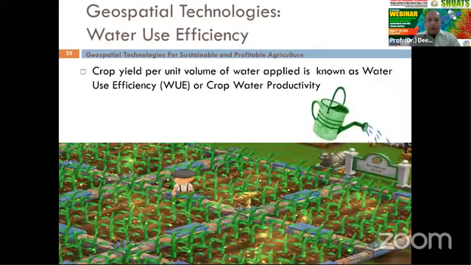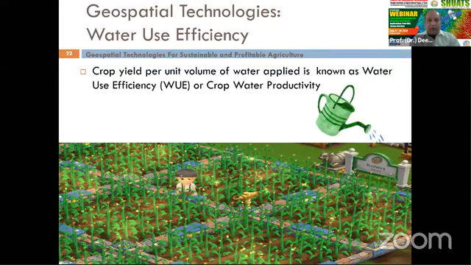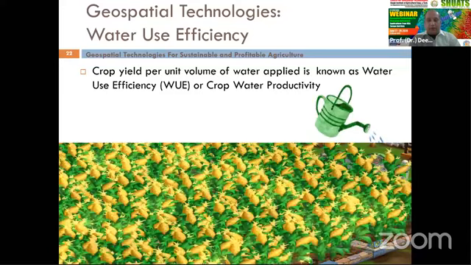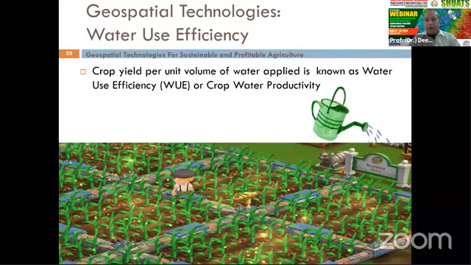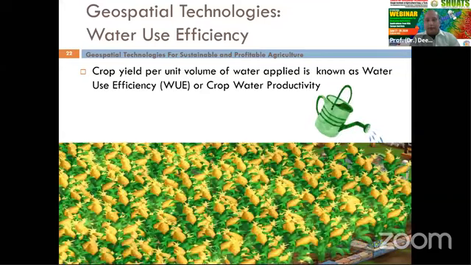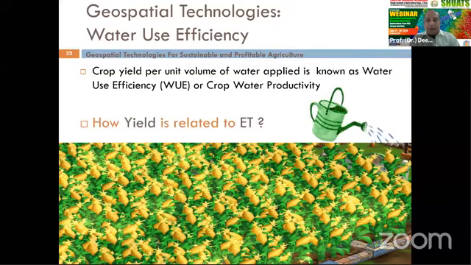Now let's mix it and see a term called water use efficiency. Our Honorable PM has also said that there should be more crop per drop. So this is where it comes from. Water use efficiency is crop yield per unit volume of water applied. So what is it? Yield is related to ET, or the water used by the crop. How is it related?